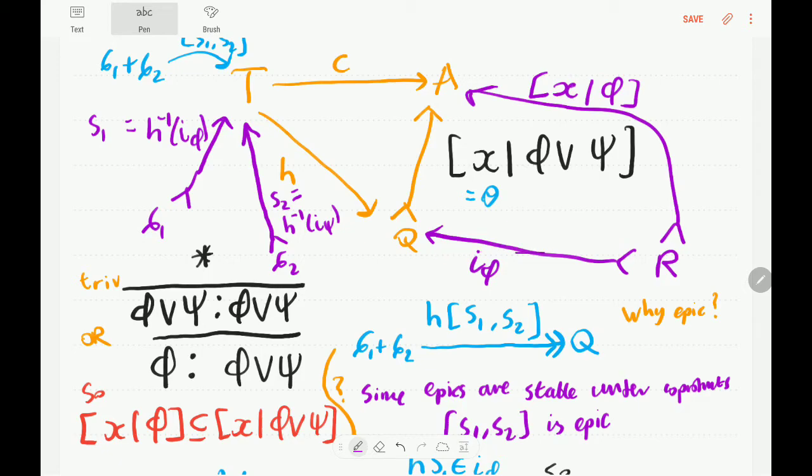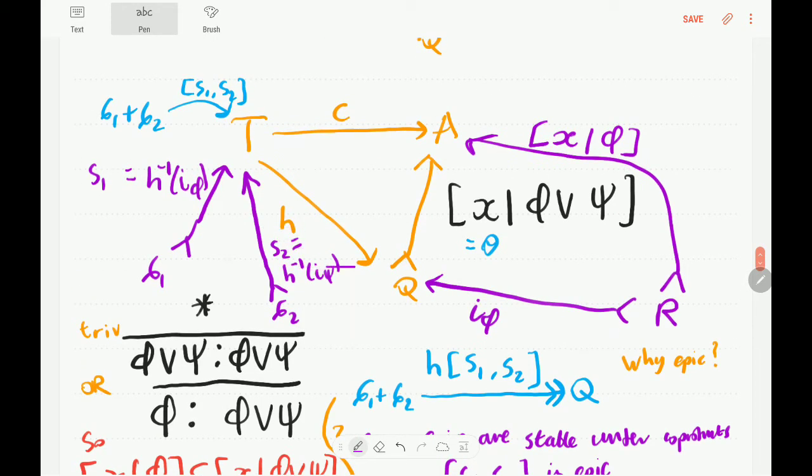So we know that there exists this monic I phi, which I subscript phi, which is kind of like showing how the extension of phi is contained in the extension of phi or psi. Okay, so if we then pull back this I of phi along H, we get H to the minus 1 of I of phi, and we set that to be S1. Similarly, we set S2 to be H to the minus 1 of I of psi.